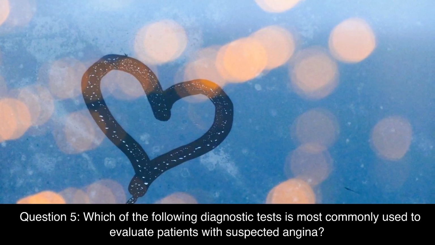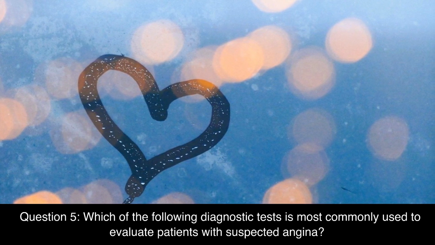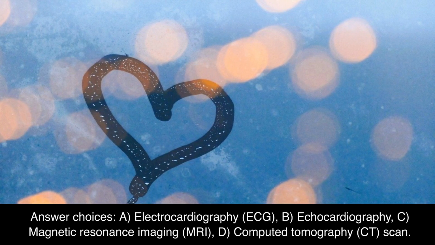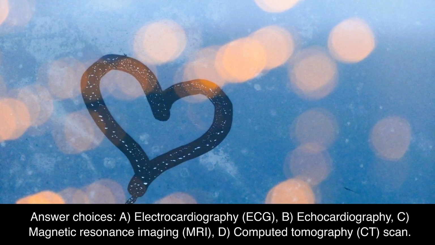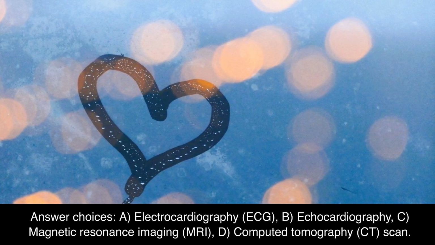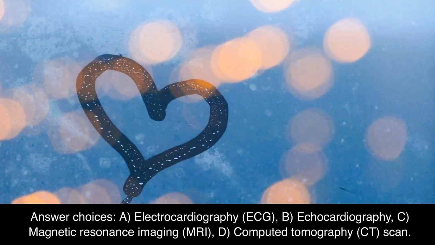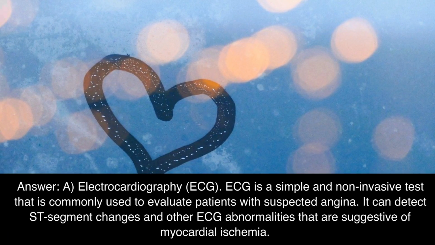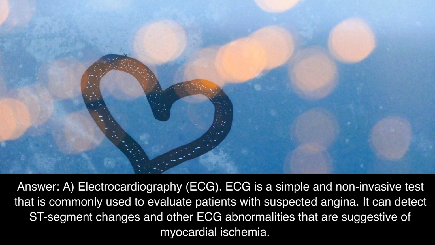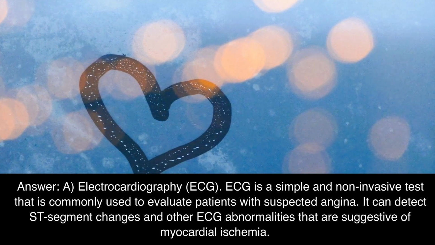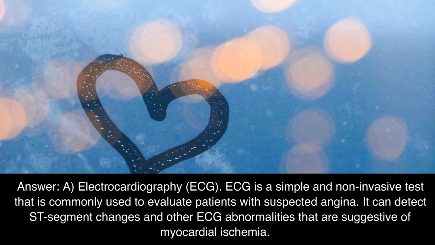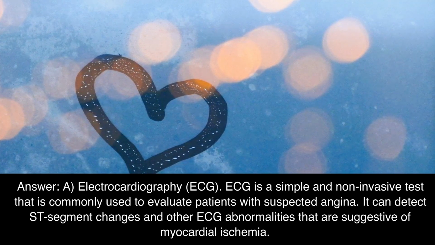Question 5. Which of the following diagnostic tests is most commonly used to evaluate patients with suspected angina? Answer choices. A. Electrocardiography, ECG. B. Echocardiography. C. Magnetic resonance imaging, MRI. D. Computed tomography, CT scan. Answer. A. Electrocardiography, ECG. ECG is a simple and non-invasive test that is commonly used to evaluate patients with suspected angina. It can detect ST segment changes and other ECG abnormalities that are suggestive of myocardial ischemia.